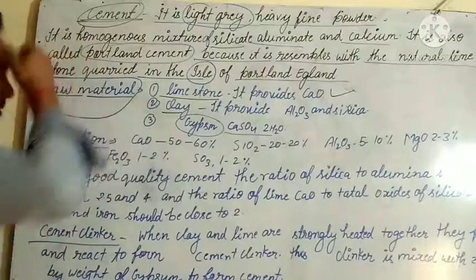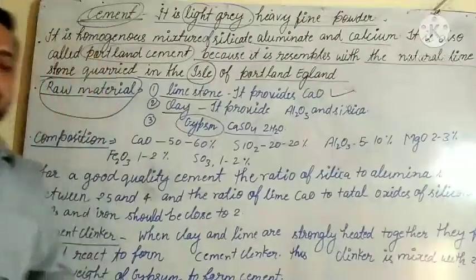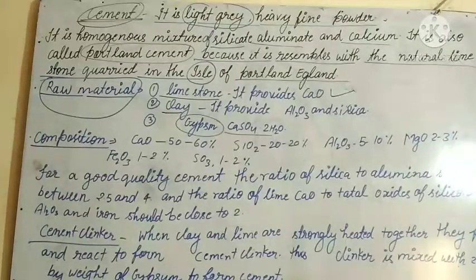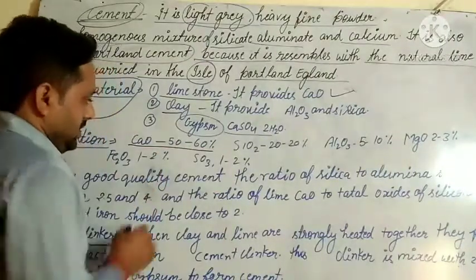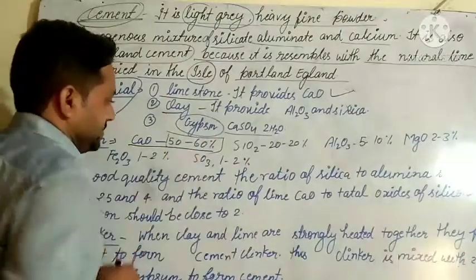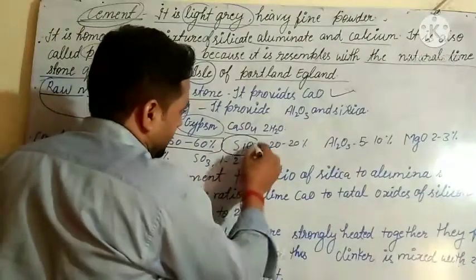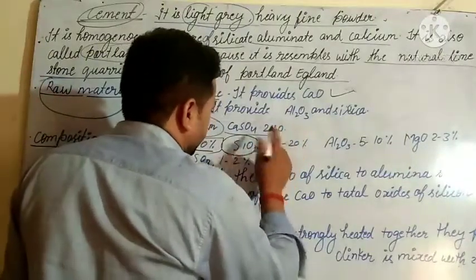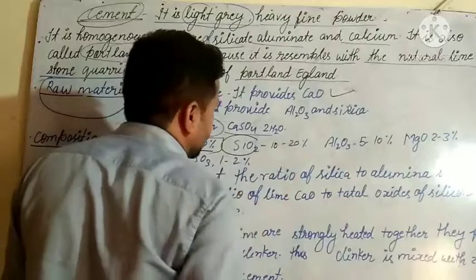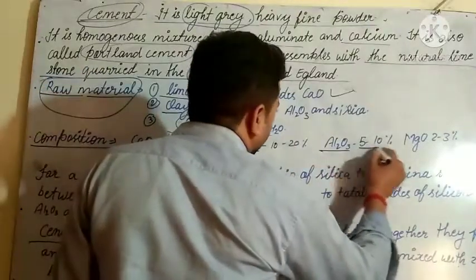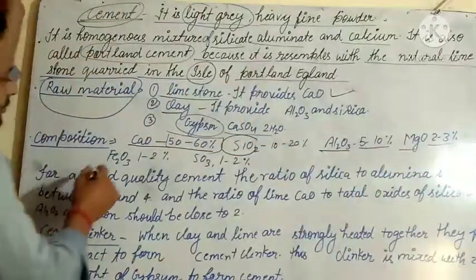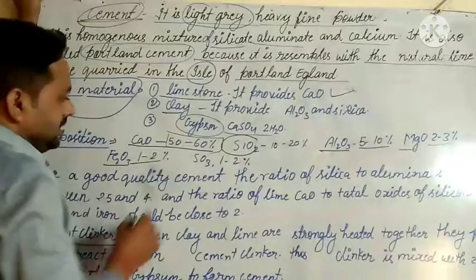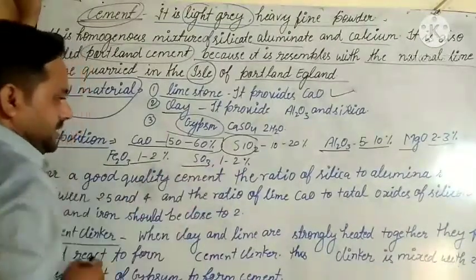Okay. Let us see the composition. You know that if any compound is there, and cement is a compound, it has a composition. So what is the composition? General composition: calcium oxide 50 to 60%, so calcium oxide should be there. Silicon dioxide 10 to 20%, alumina 5 to 10%, magnesium oxide 2 to 3%, Fe2O3 1 to 2%, sulfur trioxide 1 to 2%.